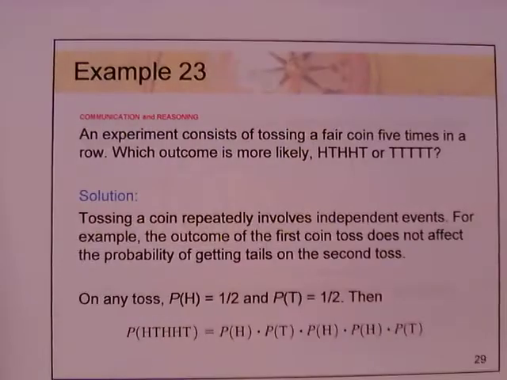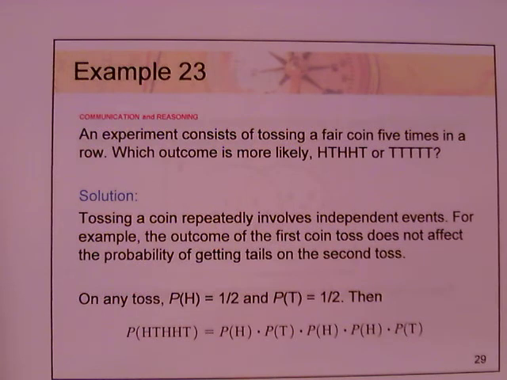So in this example, an experiment consists of tossing a fair coin 5 times in a row. Which outcome is more likely? This one, which is HHTHT, or all 5 T's, which is all 5 tails in this case.